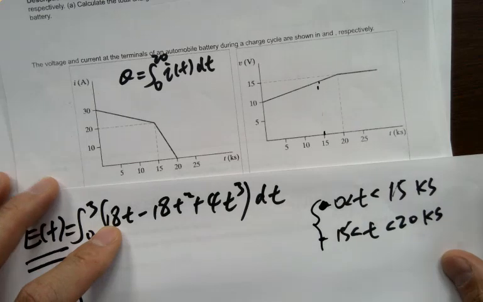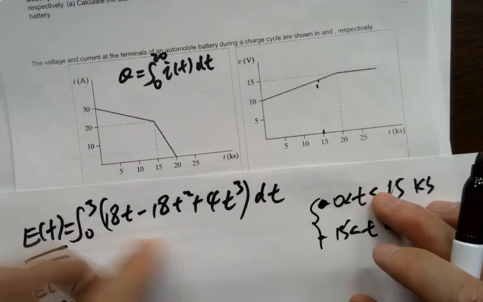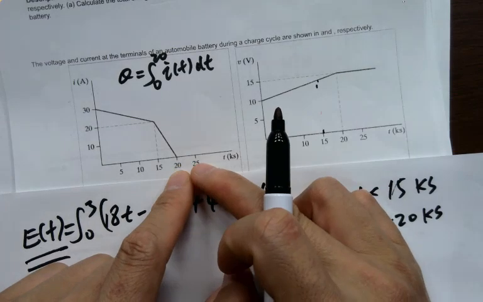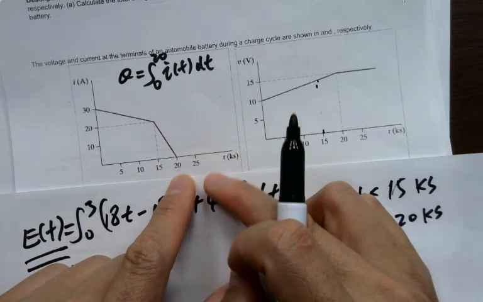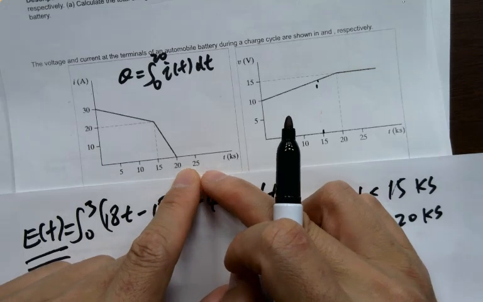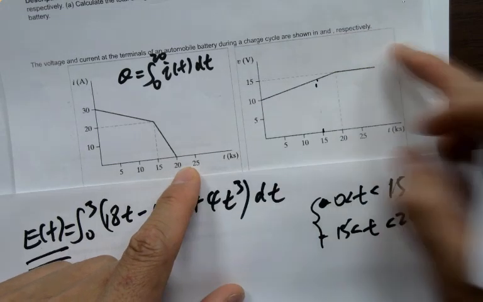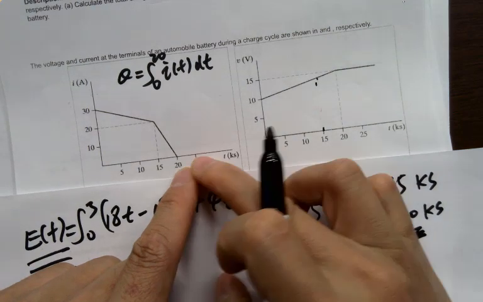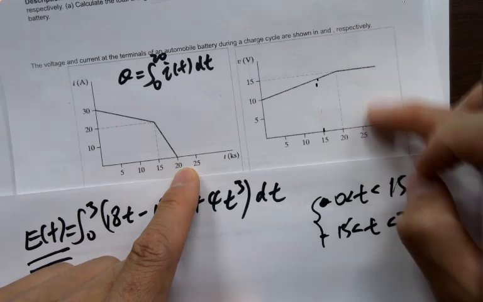Anything after 20 seconds, you still have voltage, but there's no current, so the power is 0. So you just ignore anything after 20 seconds. All the calculation stops at 20 seconds because the current is 0, even though there is still voltage. It's not delivering any power.